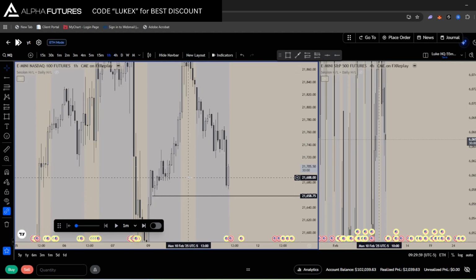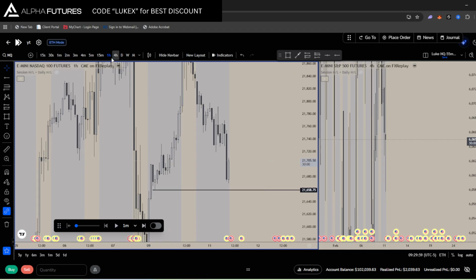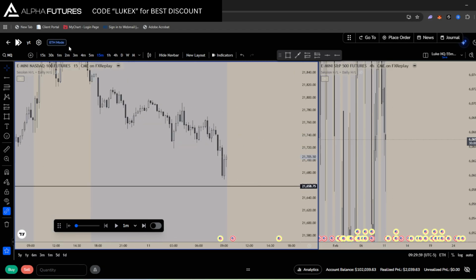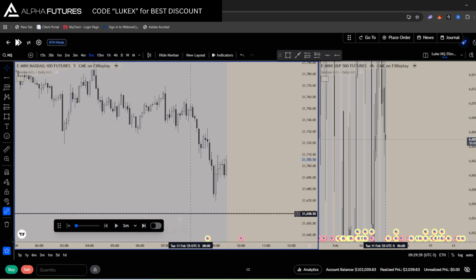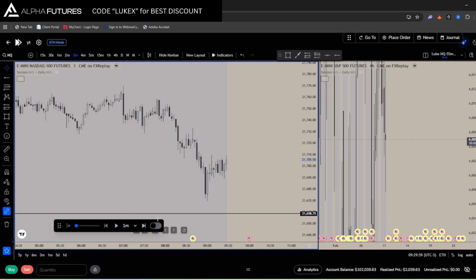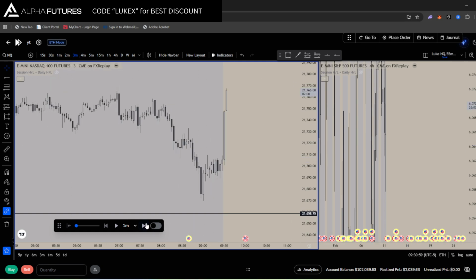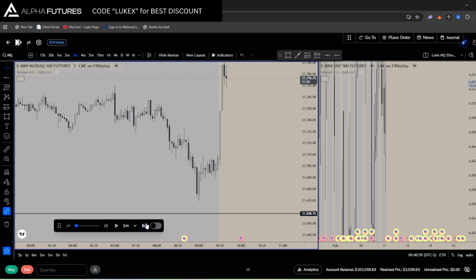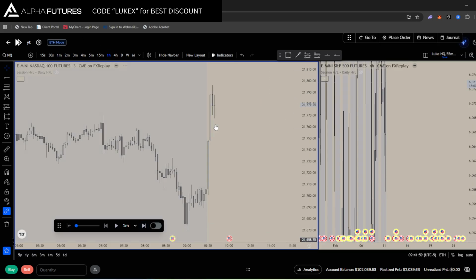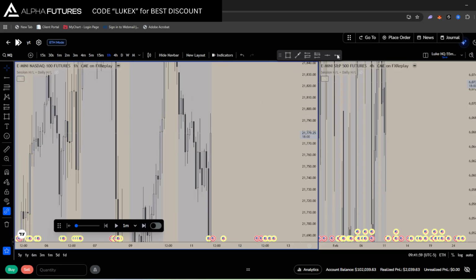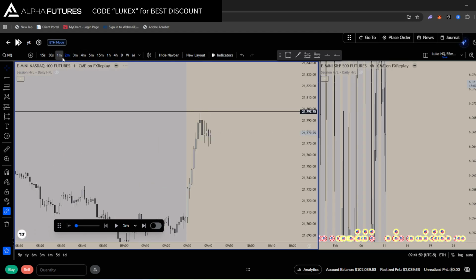We have these lows right here, which we could keep an eye on. See, we need to break out of this range. Yep. Okay, we get a quick move to the upside. We still have this draw above right here. 3 minute, 2 minute. Let's see if we can get an entry.